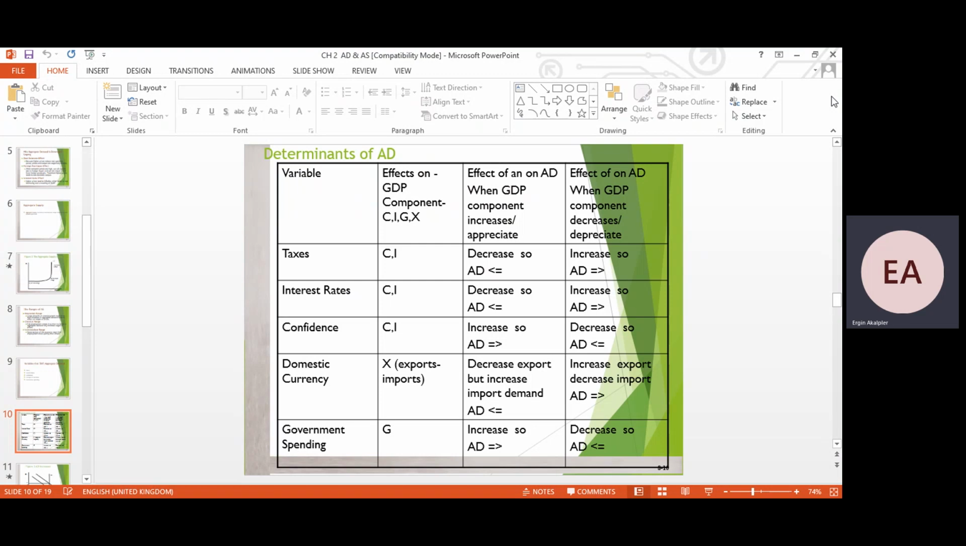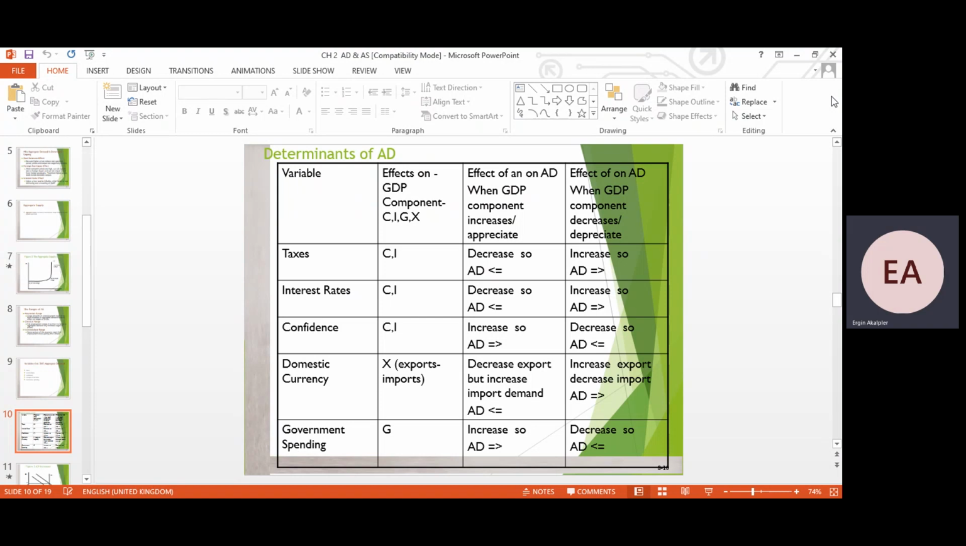And the effects on the aggregate demand when GDP components increase, as you are observing here, is causing a decrease on the aggregate demand, and when the GDP components decrease, then an increase on the aggregate demand is expected.